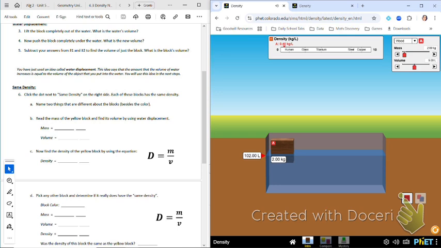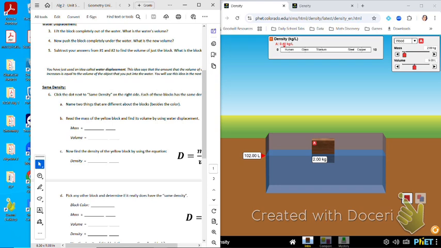Oh, why can't I see it? Okay. Now push the block completely under the water. What is the new volume? I forgot. I can't write on this. And click. So here's the block above. When I hold the wood block underneath the water, what is the new volume? 105. Okay. Number 5, subtract your answers from 1 and 2 and find the volume of just the block.